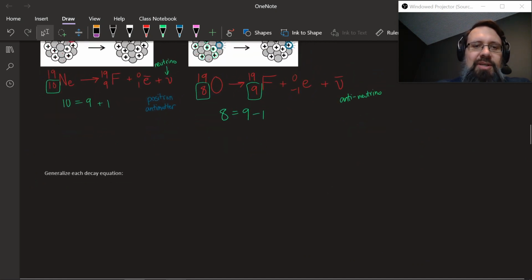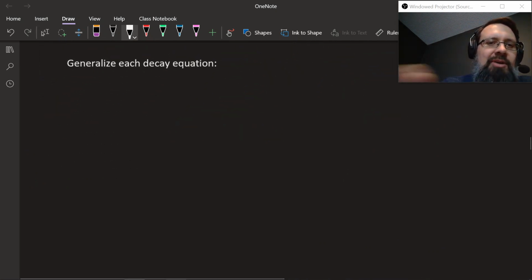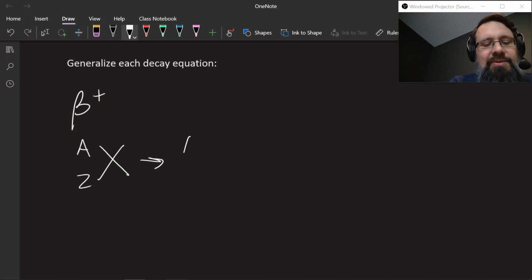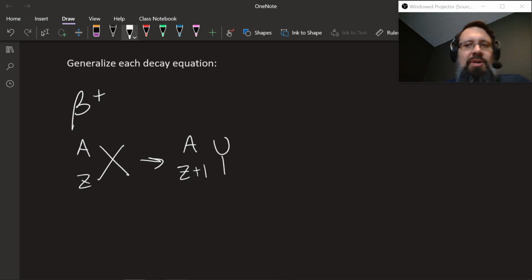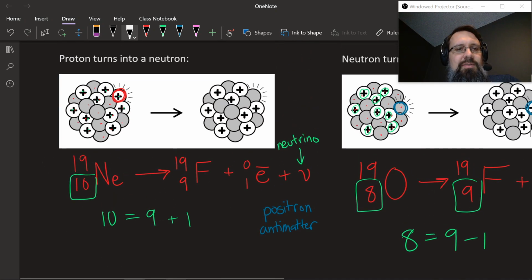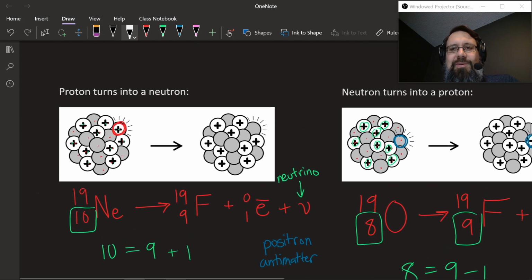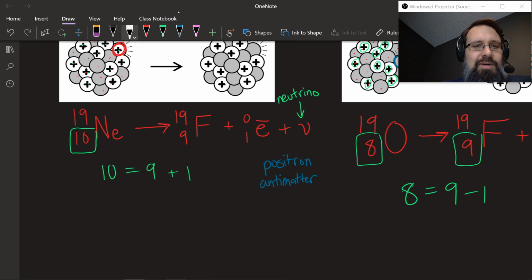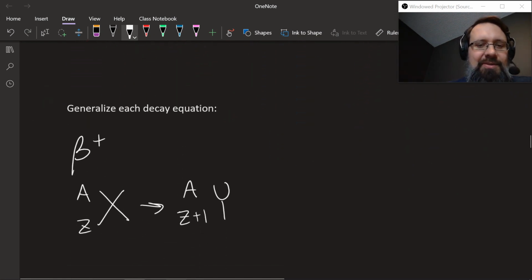All right, so let's construct a generalized equation. For beta plus, you're going to have X with A and Z turn into a daughter Y with the same number A, but it's going to have one less proton. Or I did this backwards, I did the one we just did. So I need to subtract 1 here.